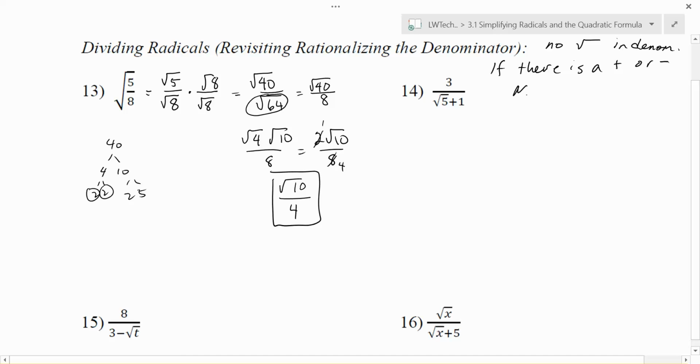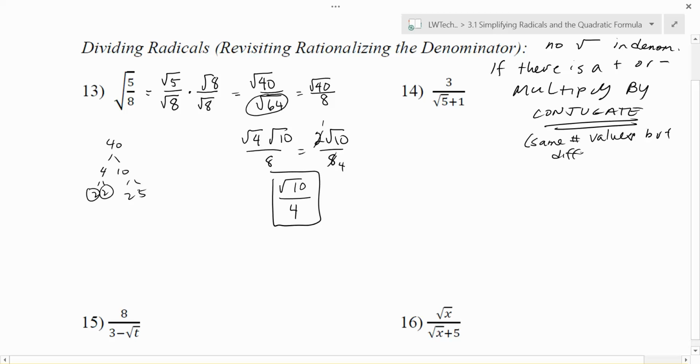What we want to do is multiply by what's called the conjugate. What the conjugate is, it's the same number values, but a different sign in the middle. The point of doing it this way is that those middle terms will end up dropping out, because you'll have one that's plus and one that's minus. They'll cancel out. And then you'll actually be left with just the perfect square parts of it. All right, so let's see what that would look like here.